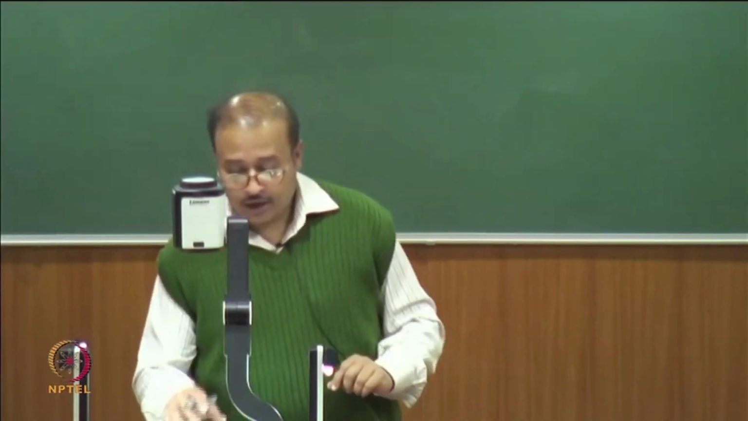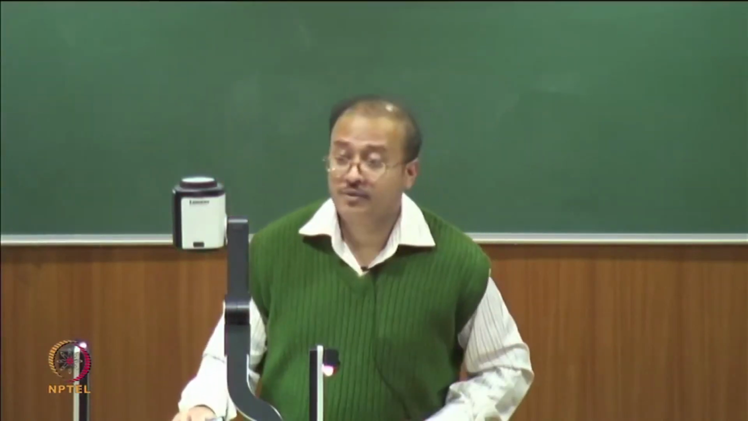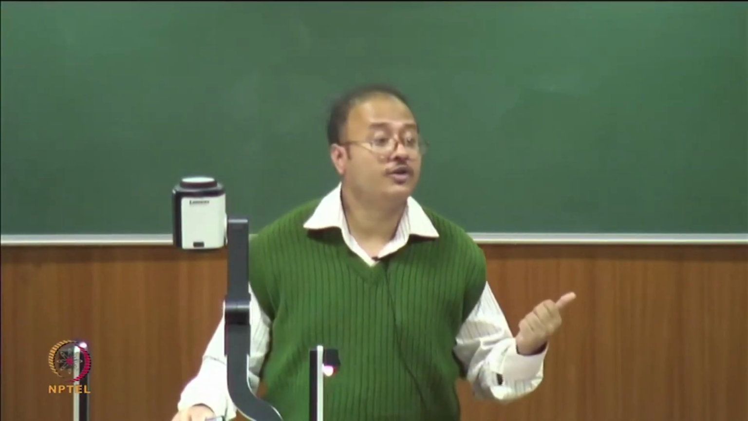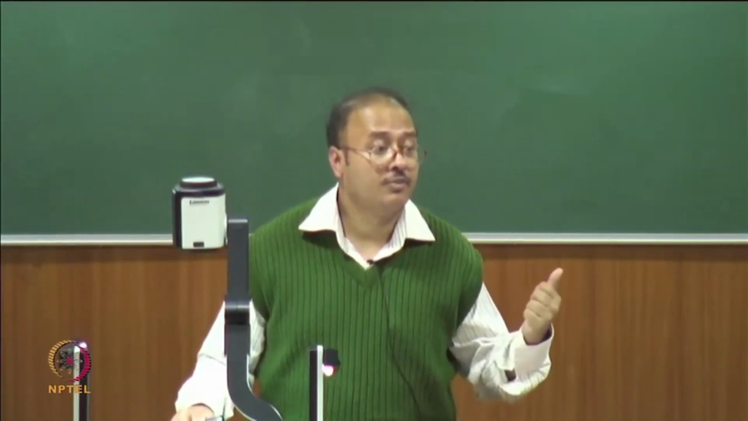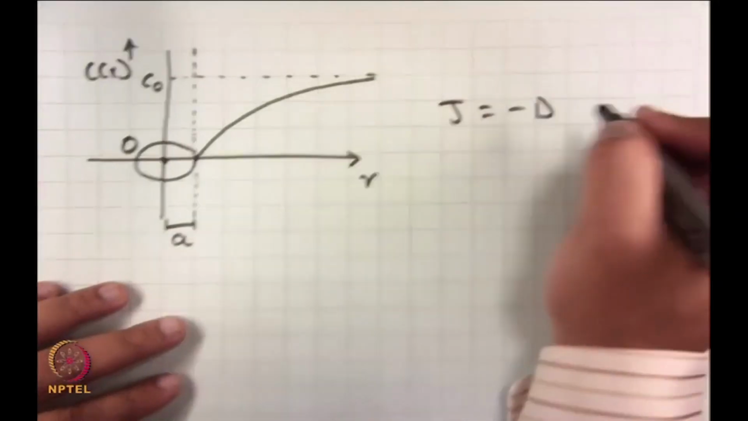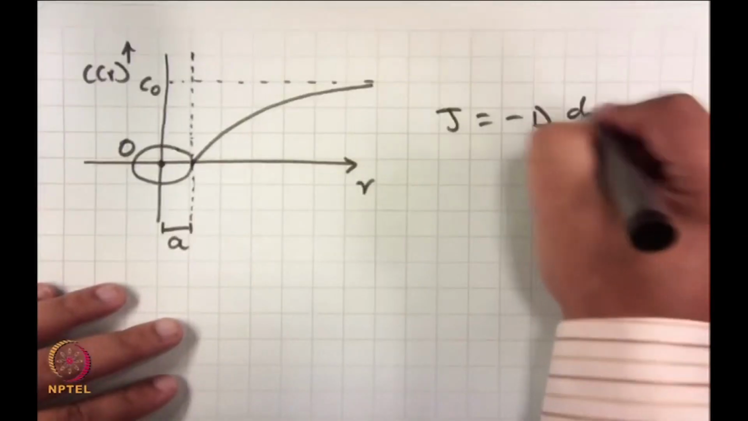Okay. But how do we define flux? Remember, we are always talking about flux. How did we define flux? Remember, what was flux equal to? Flux is equal to minus D, then dC over dx.